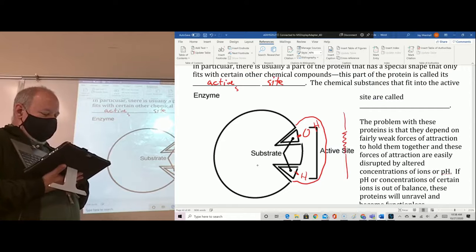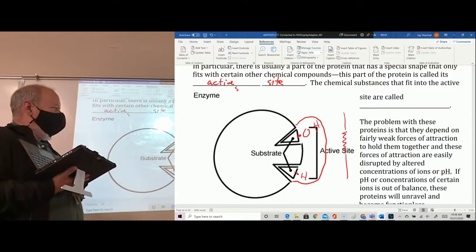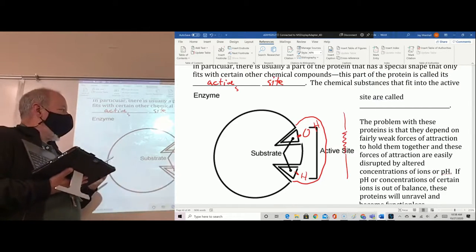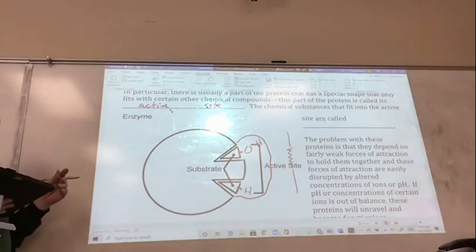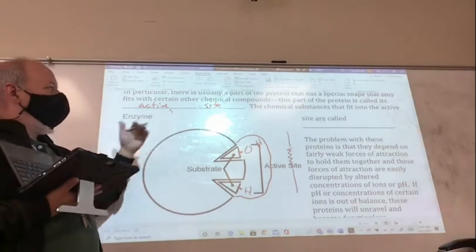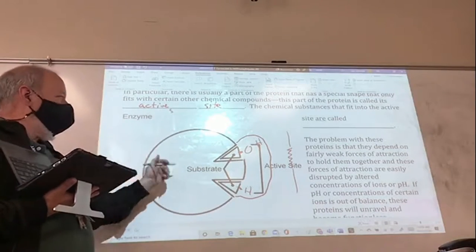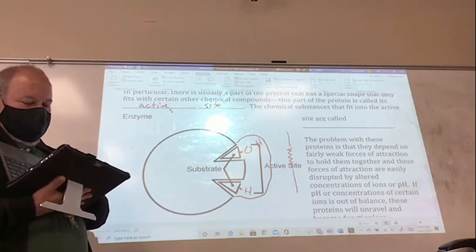So the other part of those two molecules is going to be joined together now after it cut the water molecule out. That would be an example of that type of a functional protein. That's an enzyme. So the chemical substances that fit into the active site are called substrates.